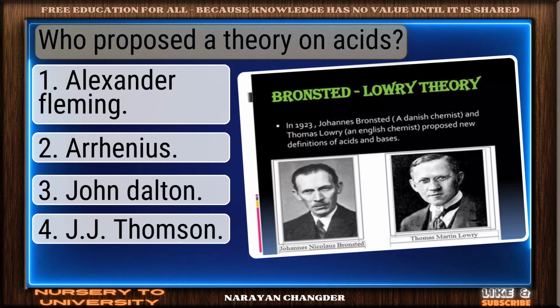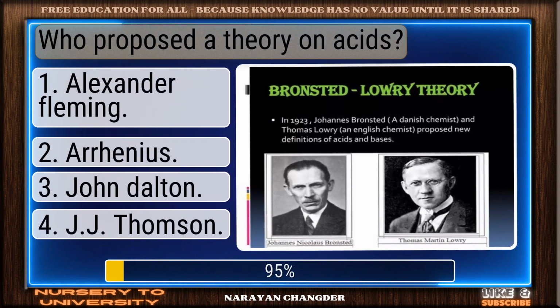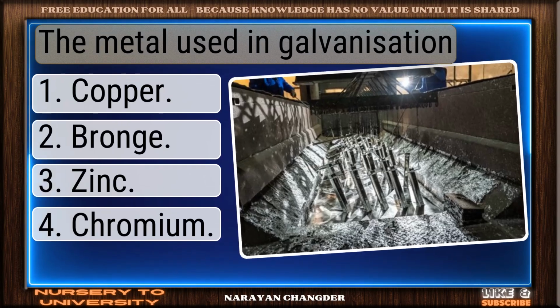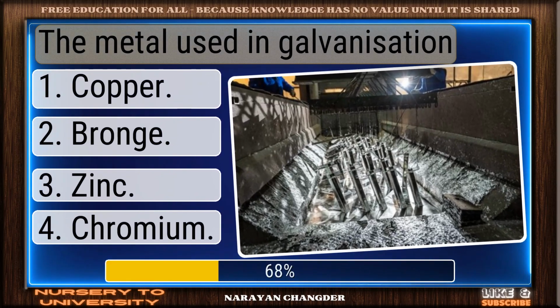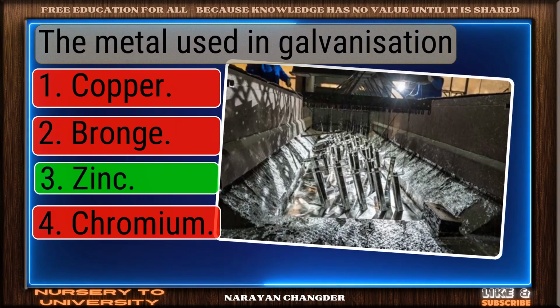Question number 137. Who proposed a theory on acids? Right choice. Arrhenius is the best answer. Question number 138. The metal used in galvanization. Perfect. Zinc is the correct choice.